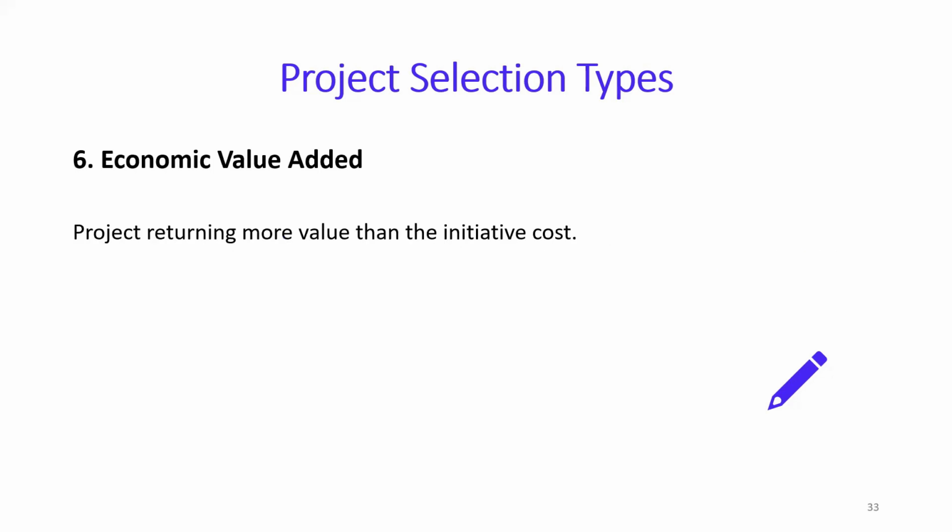Okay, the next is economic value added. The project brings more value than the initiative cost. Anything more than what you have as the initial cost for the project is all promising, so that's the economic value added. Okay, types of cost.